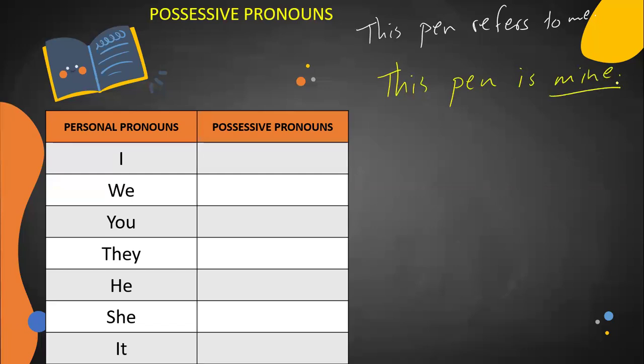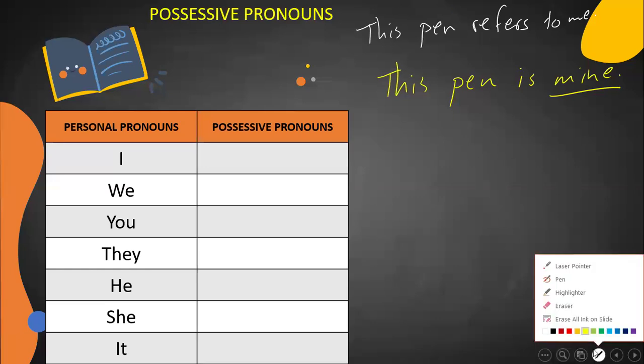Look at the word mine. It's not followed by a noun. This pen is mine. Again, possessive adjectives and possessive pronouns show possession. They tell us who or what owns something. Like here, the owner of this pen is me. So I can say this is my pen, or this pen is mine.